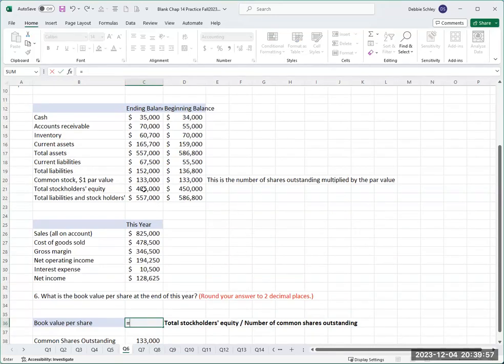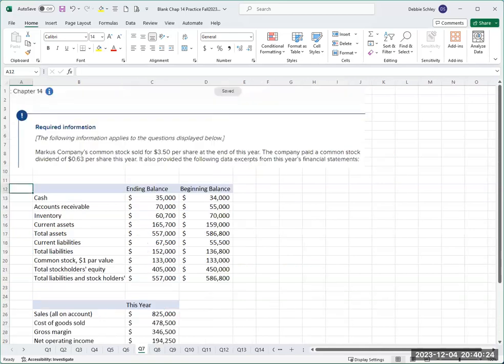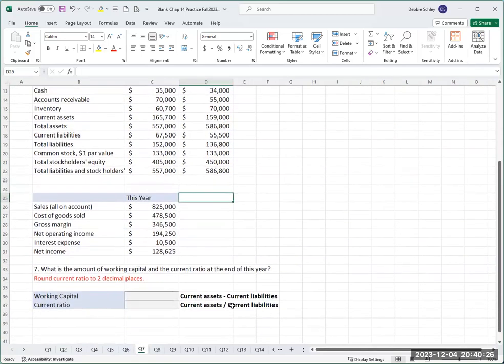And I believe we're doing it at the end of this year, so we need to pick the ending balance of stockholders' equity, not liabilities and stockholders' equity, just stockholders' equity, divided by the number of common shares outstanding. So I got $3.05 rounded to 2 decimal places, and that is dollars. Okay.